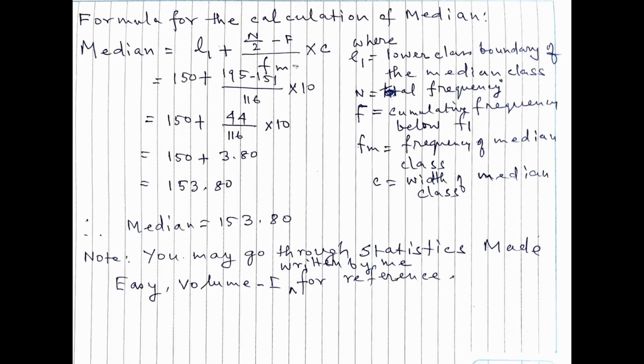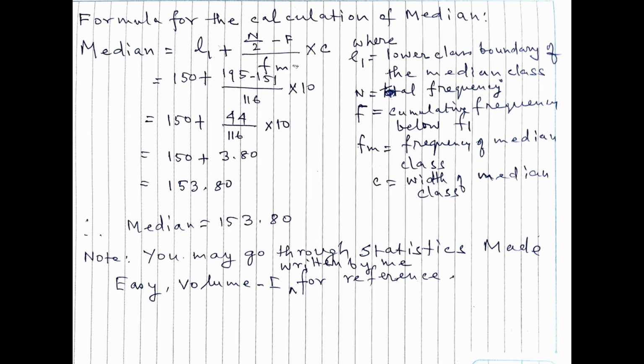Formula for the calculation of median. Median is equal to L1 plus n by 2 minus f by fm into c, where L1 is equal to lower class boundary of the median class, n is equal to total frequency, f is equal to cumulative frequency below L1, and fm is equal to frequency of median class, c is equal to width of median class.